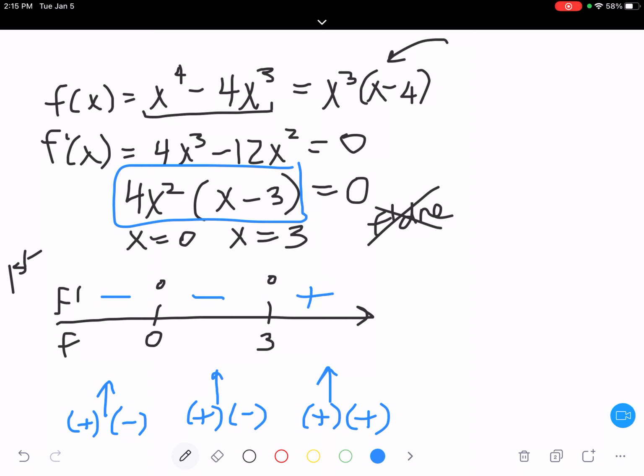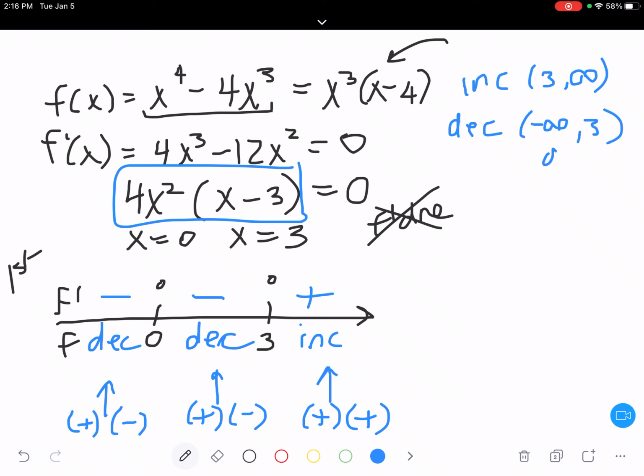Okay, this has got to be positive. Now where f prime is negative, f is decreasing. Where f prime is positive, f is increasing. So let me just write that on a list. I'm increasing from 3 to infinity. I'm decreasing. You guys can do it in two ways. You could say from negative infinity to 3, or if you prefer, you can say that it's decreasing from negative infinity to 0, and again from 0 to 3.